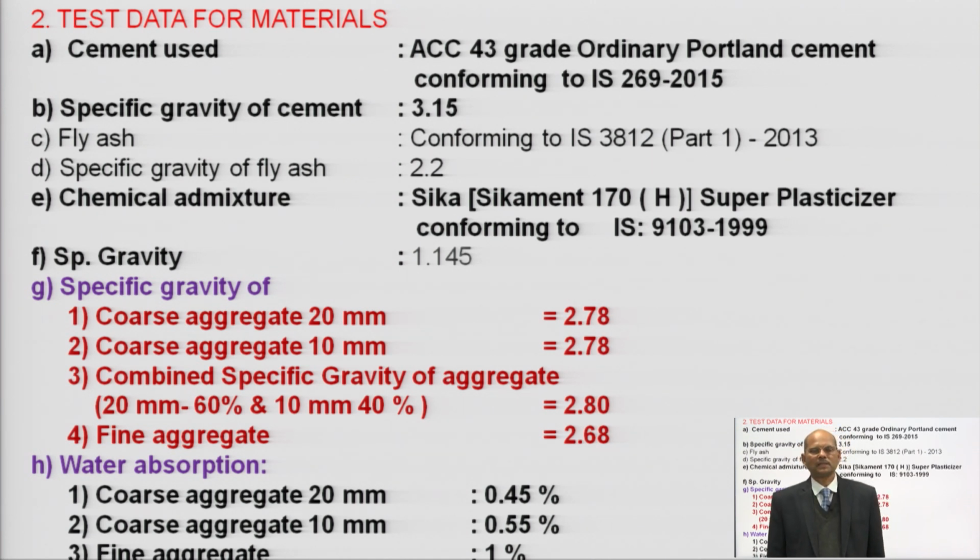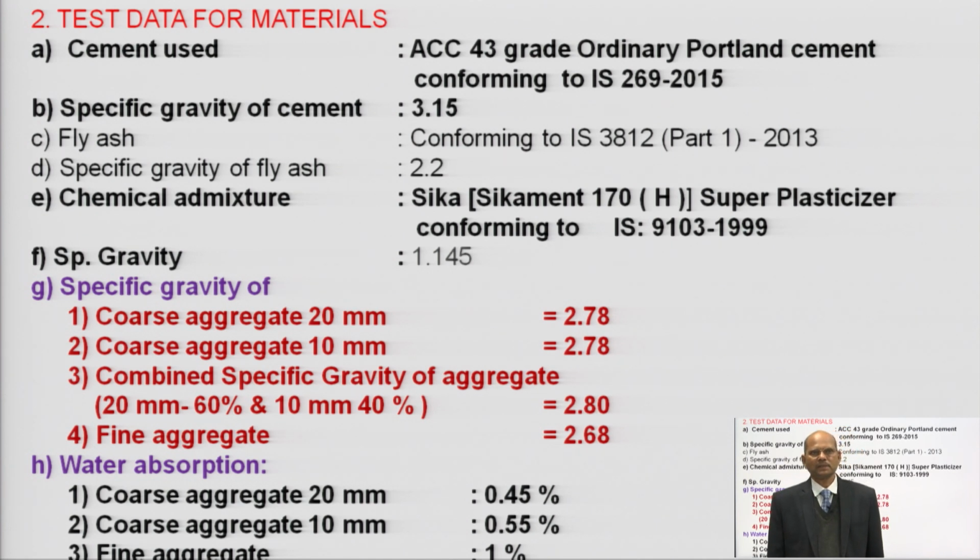Then for chemical admixtures I have selected Sika Met 170, because different brand name admixtures are available from different commercial companies, like Fosroc and Sika. Here I have tried Sika Met 170 that is conforming to IS 9103-1999. Then the specific gravity of fine aggregate and coarse aggregate: two types of coarse aggregate are there, one in the 20 mm to 10 mm range and one in the 10 mm to 4.75 mm range. Both have a specific gravity of 2.78 because the source is the same.